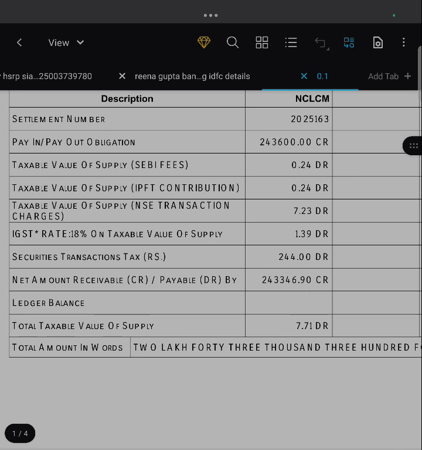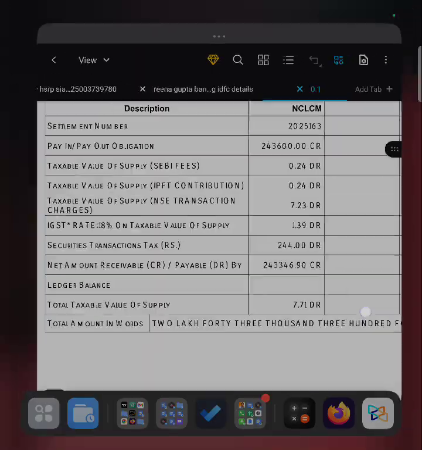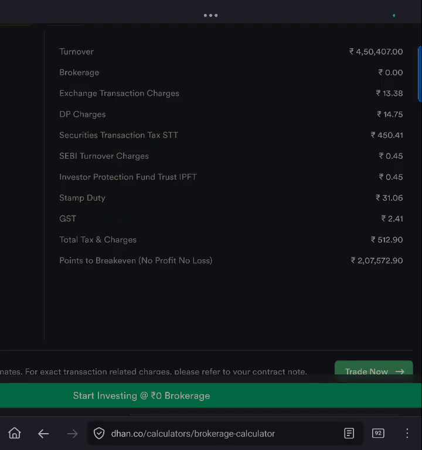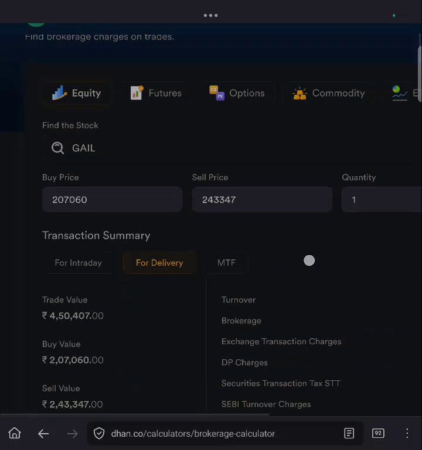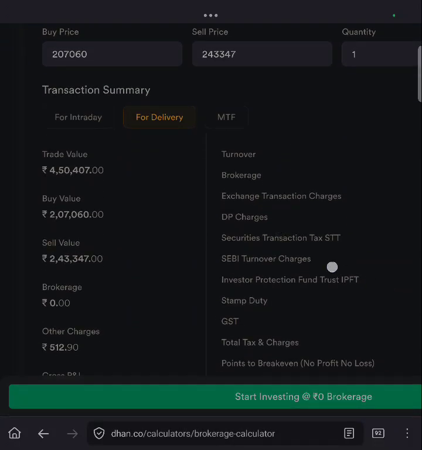Now, IPOs are better than the equity market. How? Let me explain. Let me take you here. So if you see, I'll give you an example. I got the IPO amount when I invested. The amount deducted from my bank is 2,70,060, and I sold it at this amount.